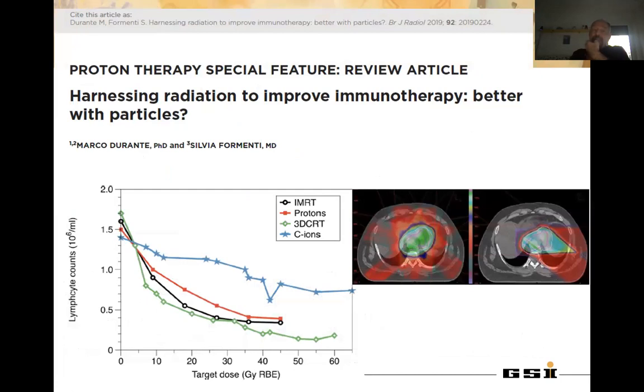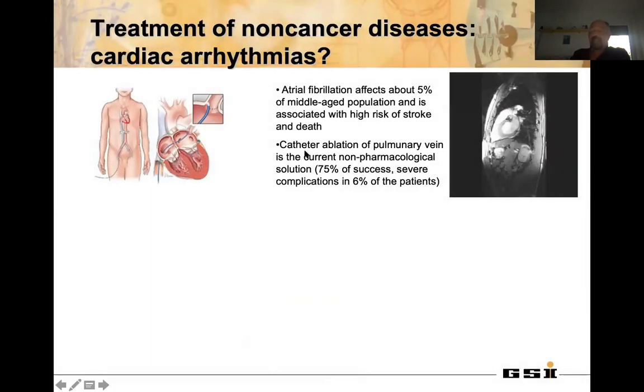So this means, you see, this is a summary of data on the lymphocyte counts as a function of dose with IMRT, protons, 3D CRT, and carbon ions in esophageal cancer patients published in this paper. The other point I wanted to discuss is the possibility of treating non-cancer disease with particles in general.